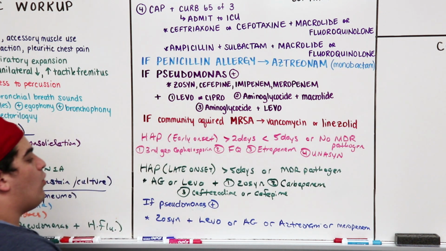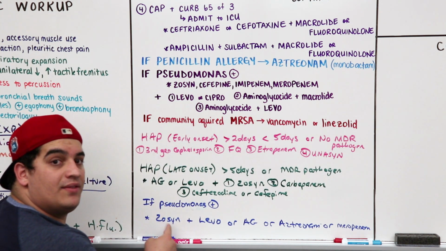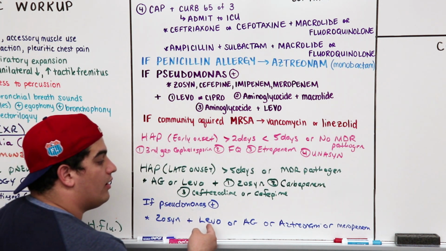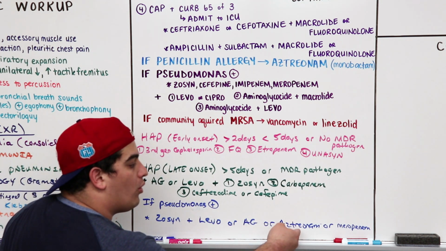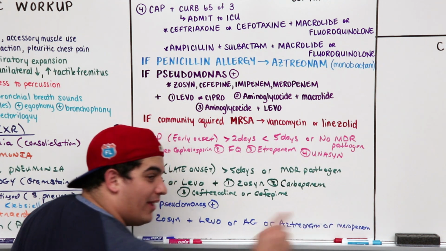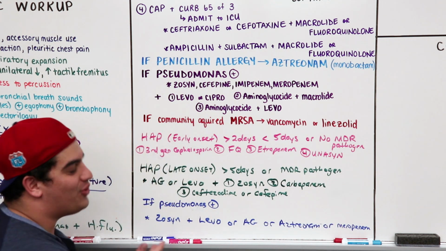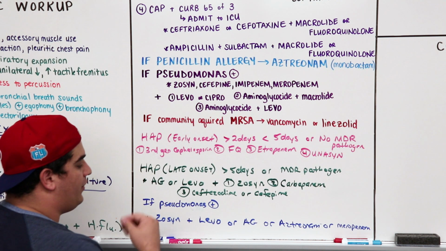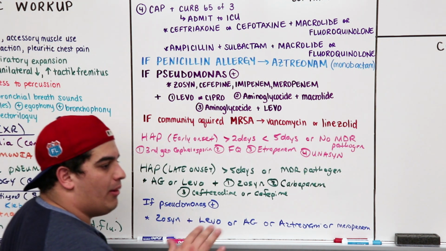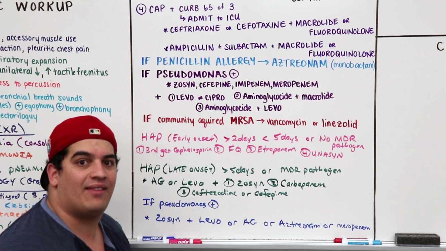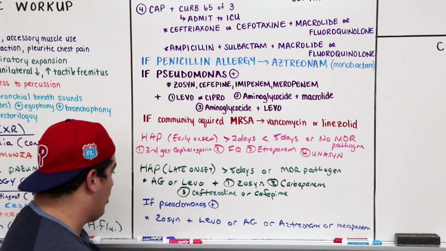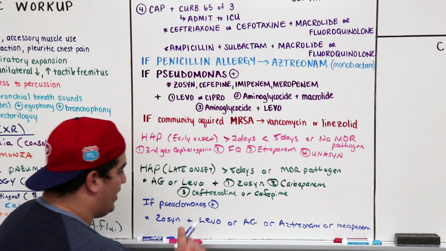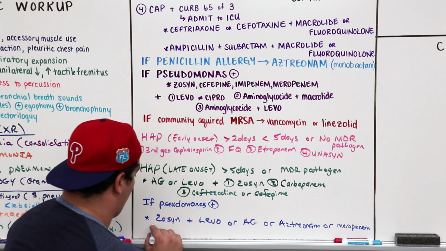Okay, so that's one option. So we could give Zosyn, but if we give Zosyn, we have to give it with Levo or an aminoglycoside like gentamicin or Aztreonam or meropenem. Now, another option you could do if you want, if you suspect Pseudomonas, is you could do imipenem or meropenem, but you have to give that with Levo or Aztreonam. So that's another option that you could do here. We'll squeeze that one in here as well.